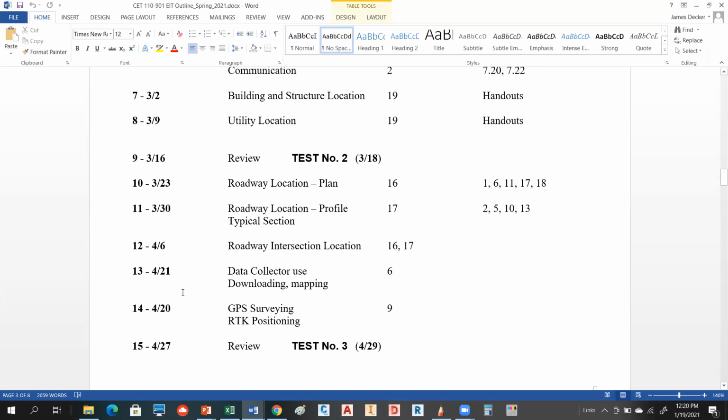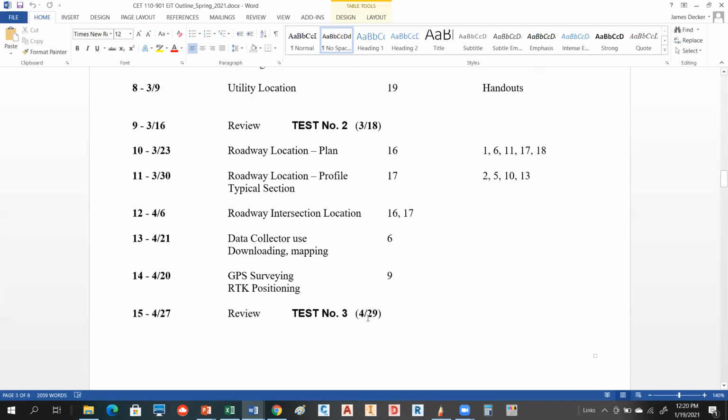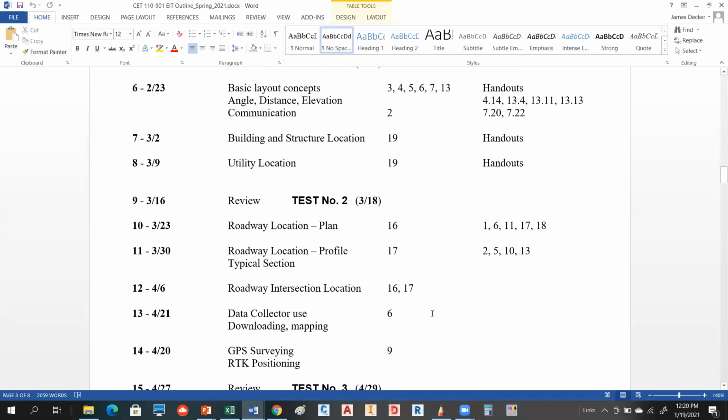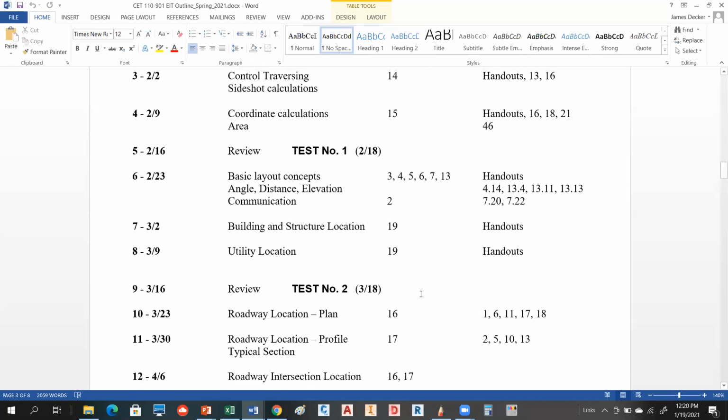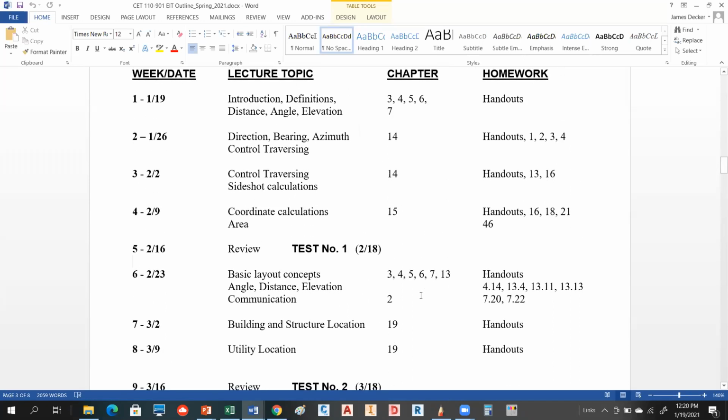And then the last thing we'll be getting into would be our test, and that test will occur on the 29th, which again is our Thursday section. So this is kind of like your roadmap. Let's keep this handy. This is what I work off of, and everything's here. So if you miss a week or whatever, you should know what's going on.